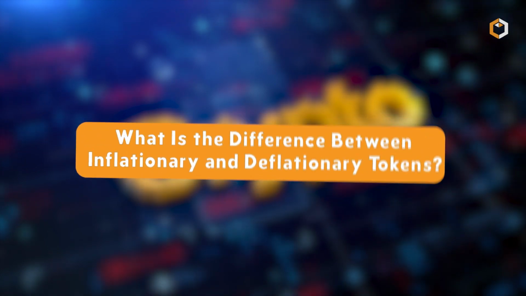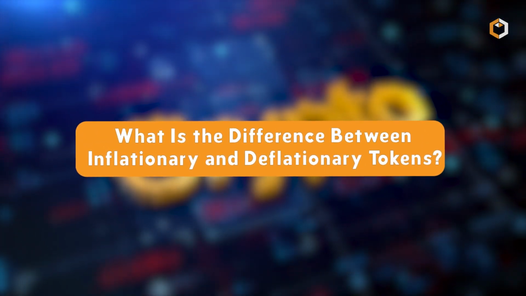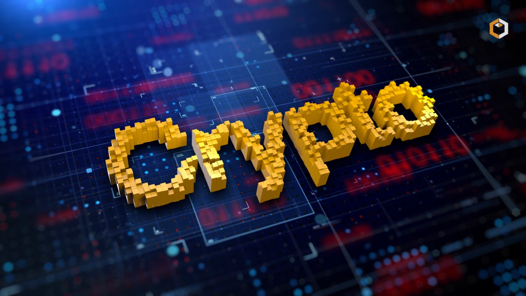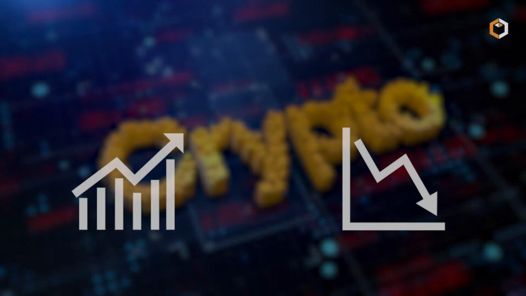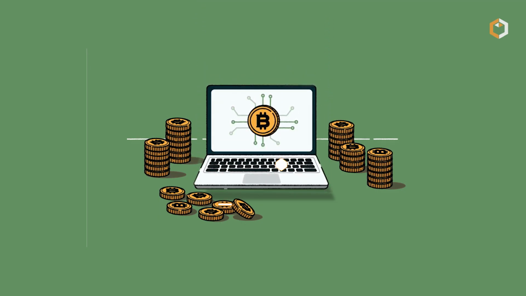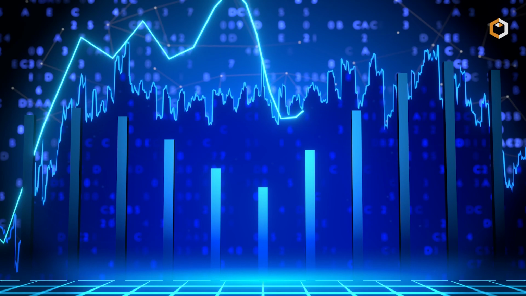What's the difference between inflationary and deflationary tokens? When it comes to cryptocurrencies, there are two major types of tokens, inflationary and deflationary. These terms refer to how the token supply changes over time.